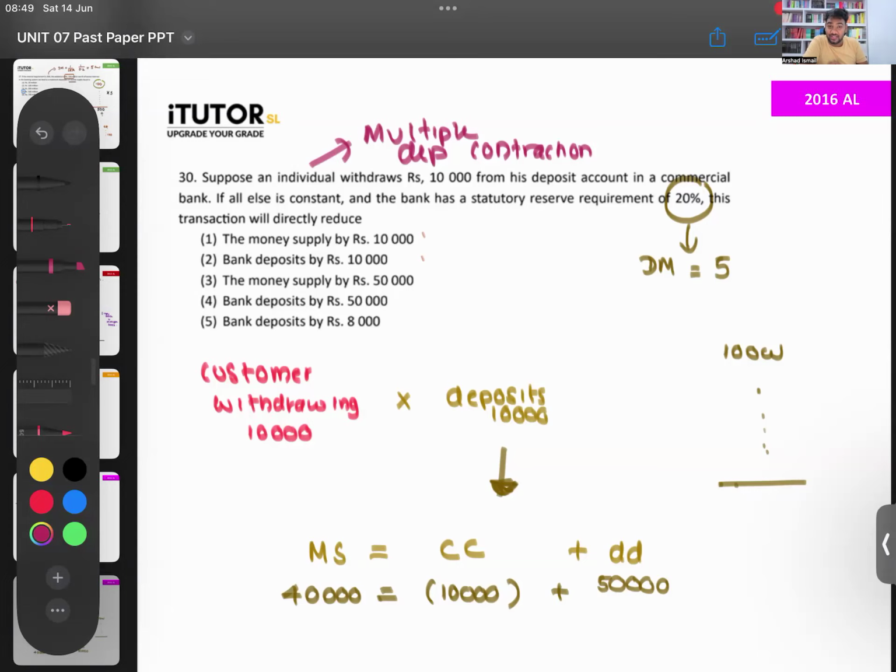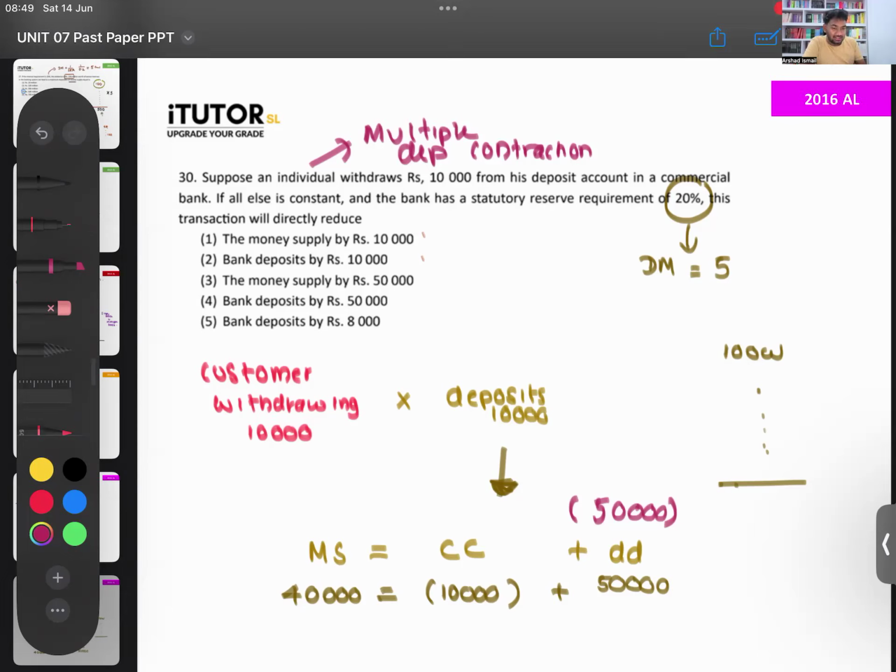Demand deposits should have changed by 50,000. That's what you call a multiple deposit contraction. It's the exact opposite of a customer depositing money. If a customer deposits that 10,000, it's got a multiple expansion. If the customer withdraws the money, it has to be the other way around. So in the entire banking system, there will be a 50,000 worth of a contraction.